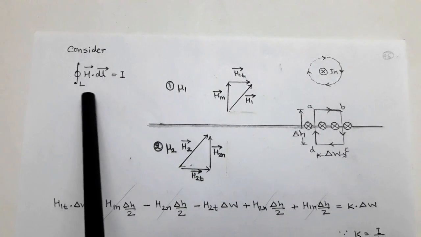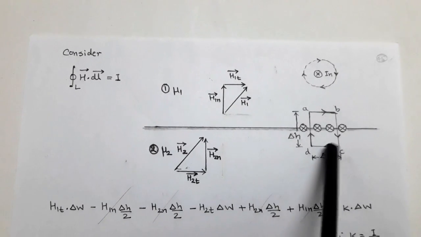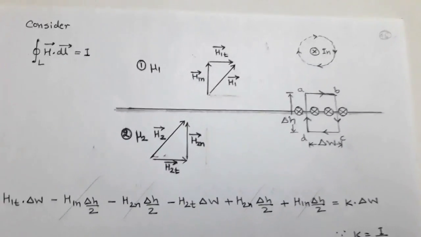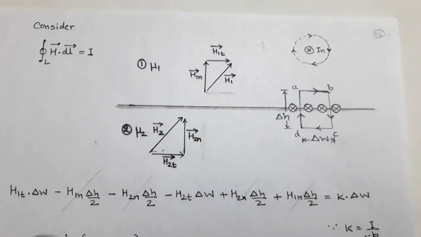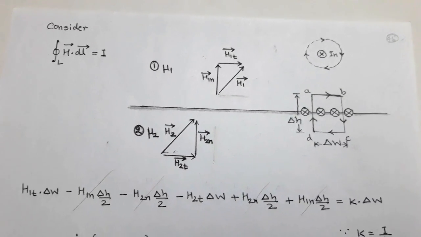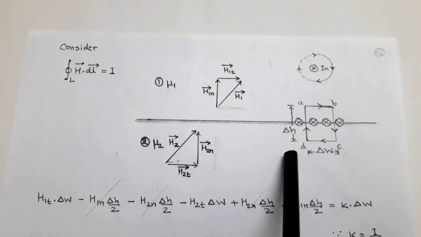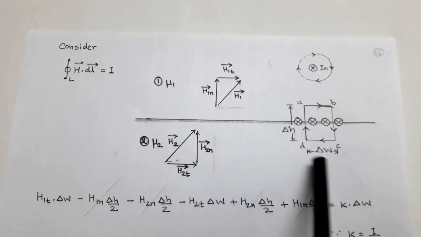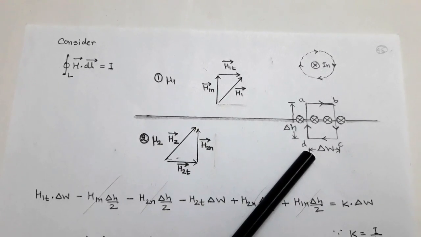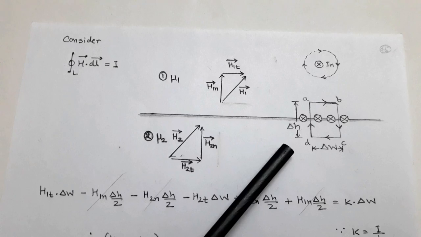Now, for Ampere's circuital law, we use a closed path. Here we consider an assumed closed path, half of which is in medium 1 and half in medium 2. So a rectangular closed path is considered, having dimensions delta h and delta w. Delta h is the height and delta w is the width. Half of delta h is in medium 1 and half of delta h is in medium 2.